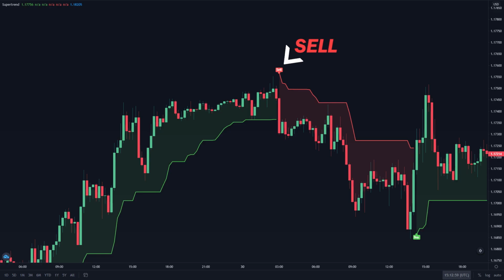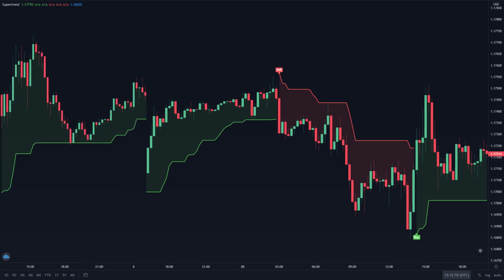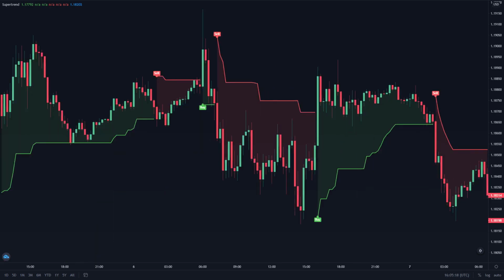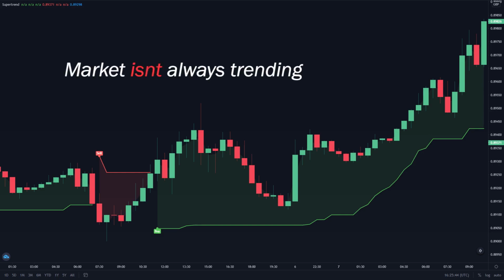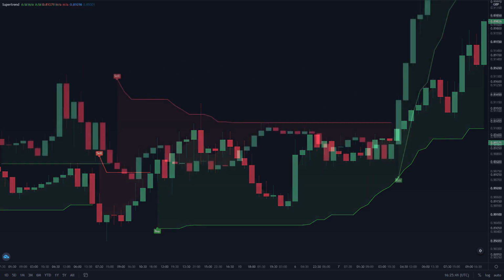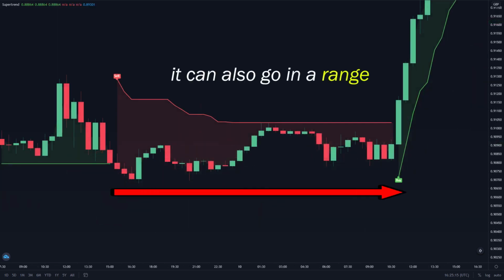But there's actually one big problem if you use the strategy this way, because the super trend indicator is constantly giving out signals non-stop. So when you're using this indicator, there are no times where you don't take any positions. It's either you are forced to take a buy or sell position. There are no stops. So this can be a huge problem, because if you're a trader, you need to know that the market isn't always trending. The market can also go in a range.